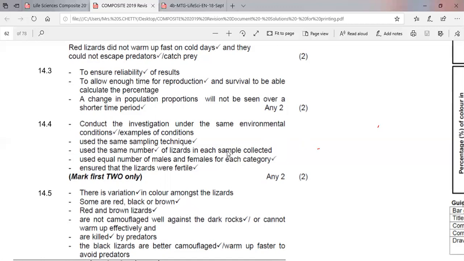As I said to you, there was 80, 10, and 10 percentage. That's just wrong to start with. And then use equal numbers of males and females for each category, so that you'll have the chance of reproduction. Lovely question, this.